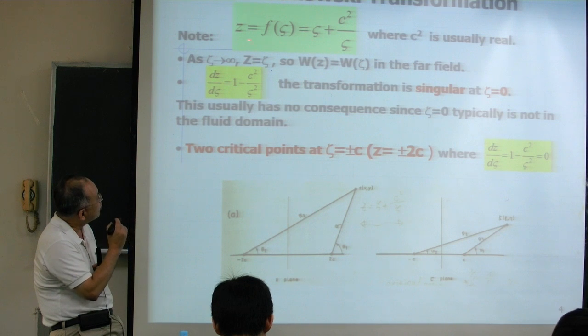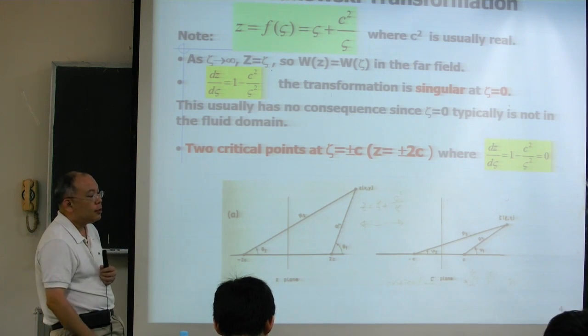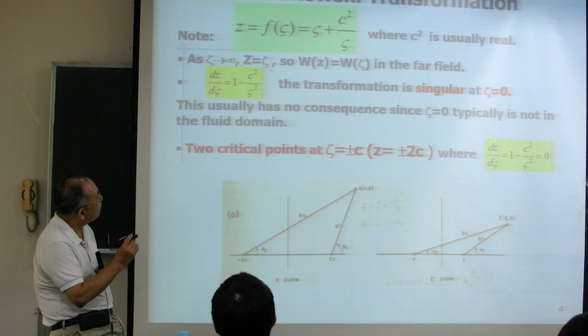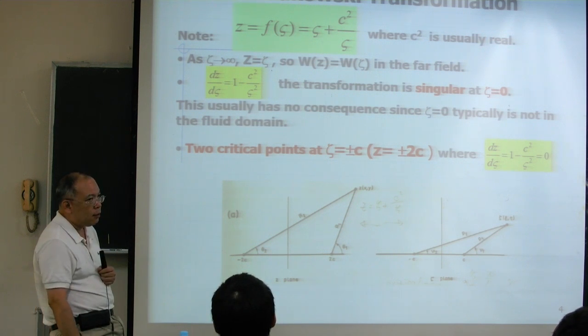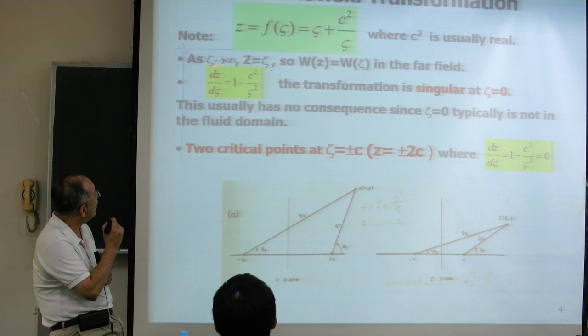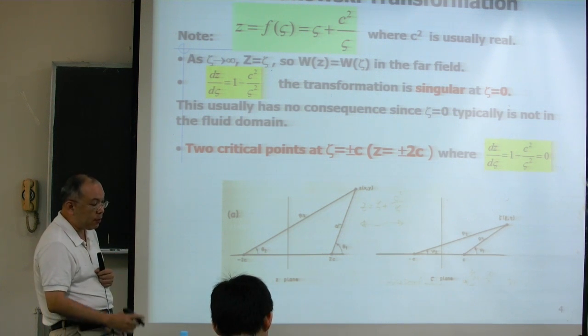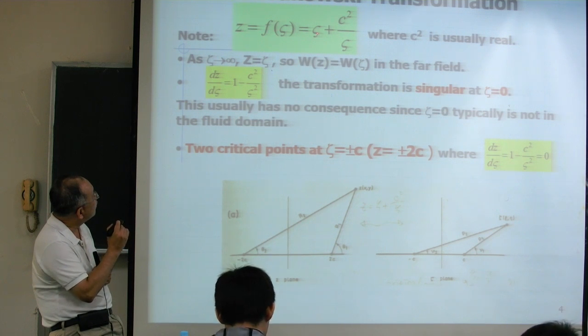This is the mapping function I just mentioned: Z equals zeta plus C squared over zeta, and C squared is usually a real number. First thing: if zeta approaches infinity, what happens to this term? C squared is a finite number divided by infinity, so this term will vanish. So Z will be equal to zeta.